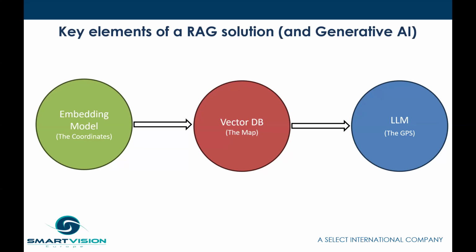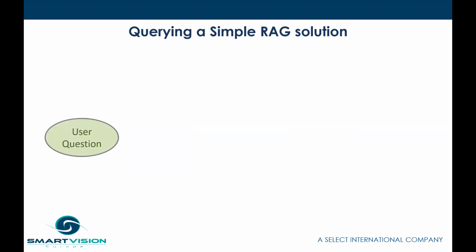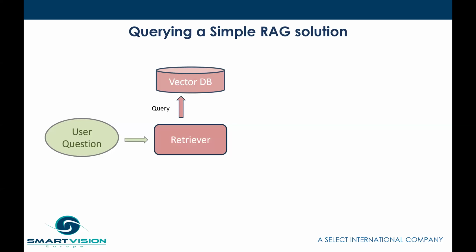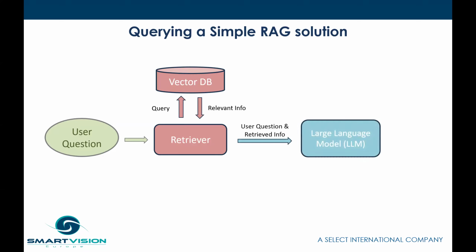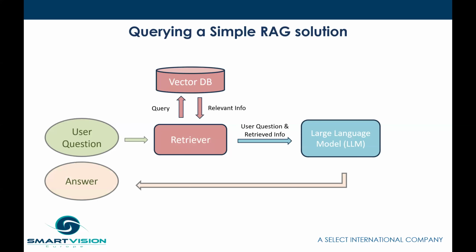If we were to break down a single query, we would be saying, "Oh, here's a user question. That goes to the retriever. The retriever takes that query. It then queries the vector database. The vector database finds the relevant information, the bits of snippets of text within that vector database, then passes the question, the original question, and the retrieved text to the large language model, given that you could have more than one large language model, and then that gives you an answer."